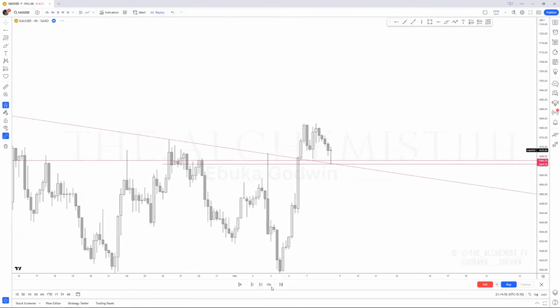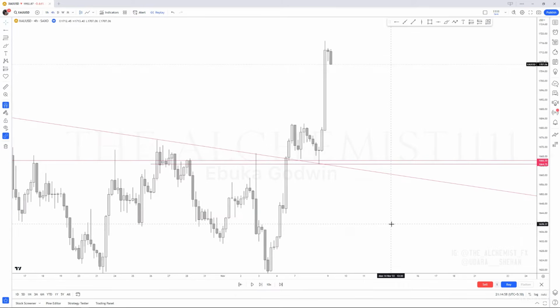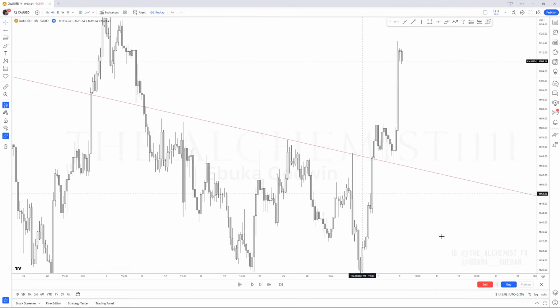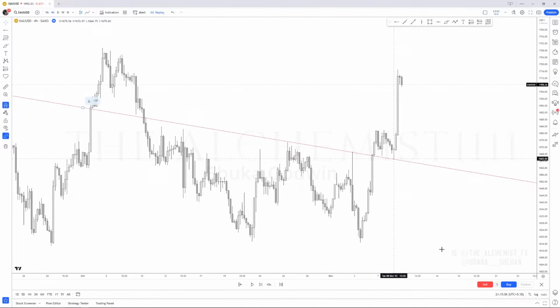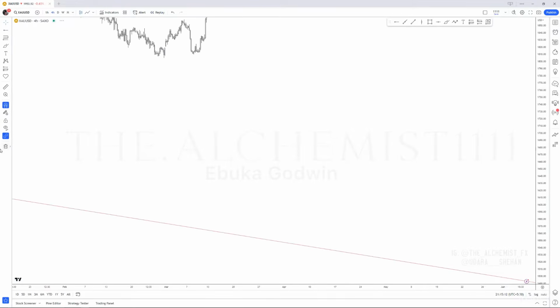If I play price forward, boom. If I delete the key levels, can you see how precise the trend line is? And that's also a weekly trend line. Can you see that? Perfect, right? It's perfect. So if you master these trend lines, it'll be awesome. Trust me, you will love it. So let me show you.